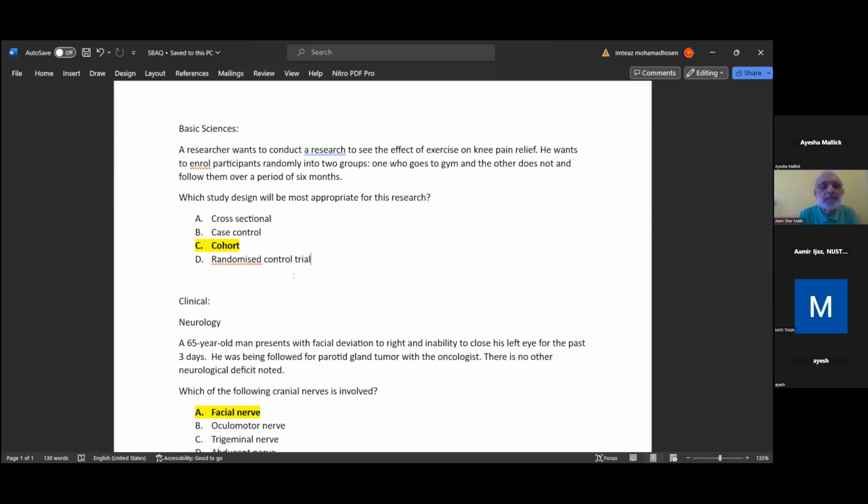Okay. Comments, please. Researcher wants to conduct a research to see the effect of exercise on knee pain relief. He wants to enroll participants randomly into two groups, one who goes to gym and the other does not, and follow them over a period of 6 months. Yes, comments, please.